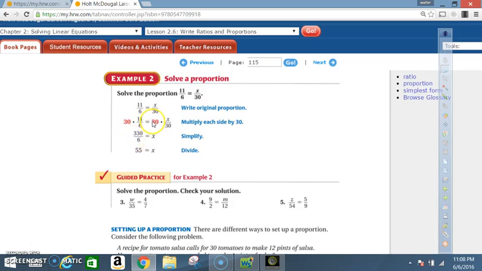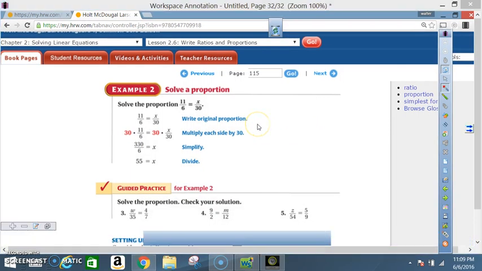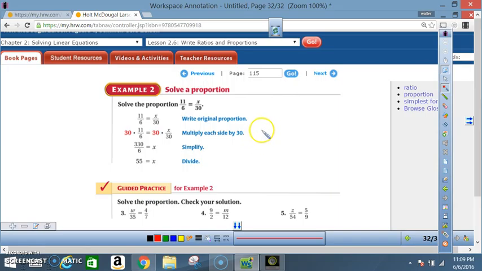Okay, after multiplying both sides by 30, we're going to simplify. 30 times 11 is 330. Remember, what number is under this 30 that you don't see? That's right, that's going to be a 1. So 1 times 6 is 6. On this side, we have 30 over 1 times x over 30. 30 divided by 30 is 1. That's one way of doing it, because you have a 30 on top and a 30 on the bottom, so these 30s will cancel out. Gone, gone. What are you left with?